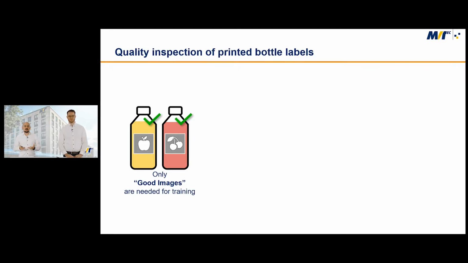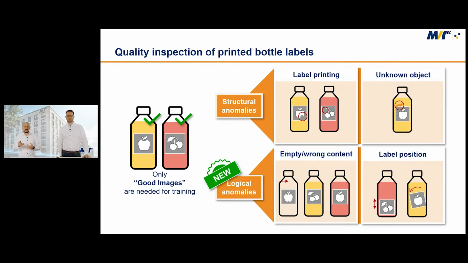So let's start with a small example. We have inspection of bottles, and we want to detect if the label is correct and if the content of the bottle is correct. So we train with only good images, like you see on the left, the apple bottle with apple juice in kind of yellow, and the cherry bottle with cherry juice in kind of a red background. So we have anomalies, which we call structural anomalies, which are basically defects on the label, or there are unknown objects in the bottle, or there might be scratches on the bottle. So this is kind of a structural anomaly.